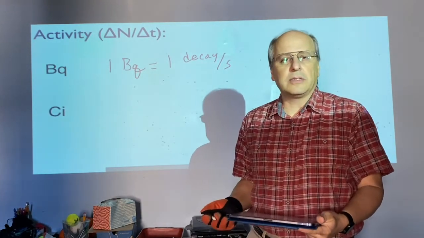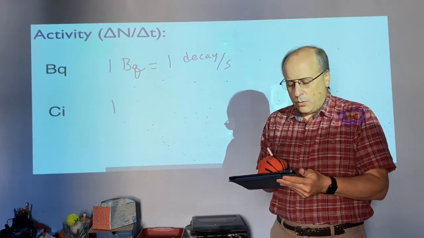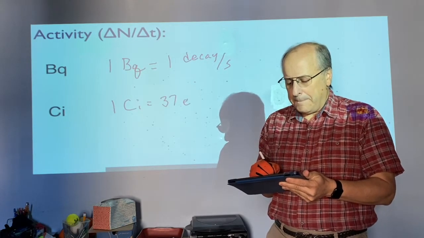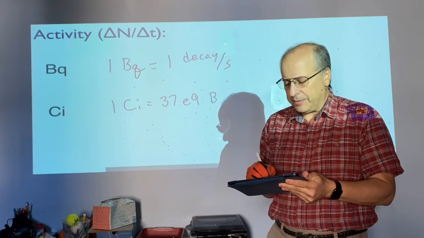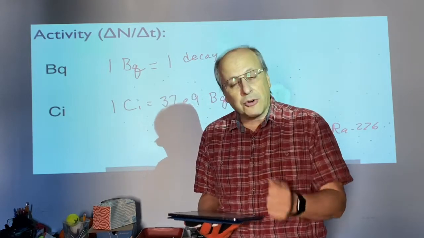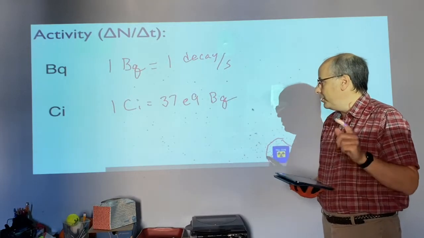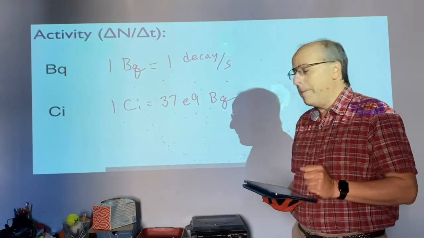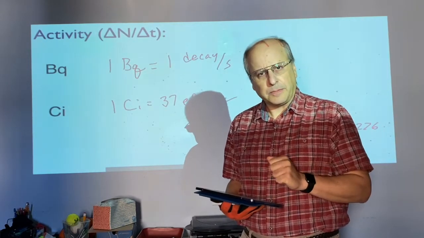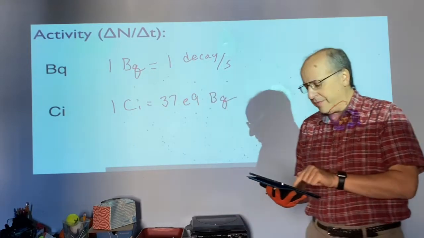So instead you'll see things like microcurie or nanocurie. But how much is a Curie? 1 Curie is the same as 37 billion becquerel. Okay, so if you want to convert from Curies to becquerel, which becquerels again are decays per second, there's your conversion. 1 Curie is 37 billion becquerel. 37 billion decays per second. So that sample she was working with was incredibly radioactive.